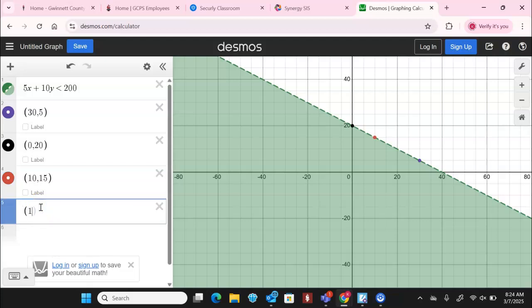And then the last one was 12, 12. Once again, this one is in the shaded area, which means it's feasible, which means it does fit. It belongs. It's in the solution area.